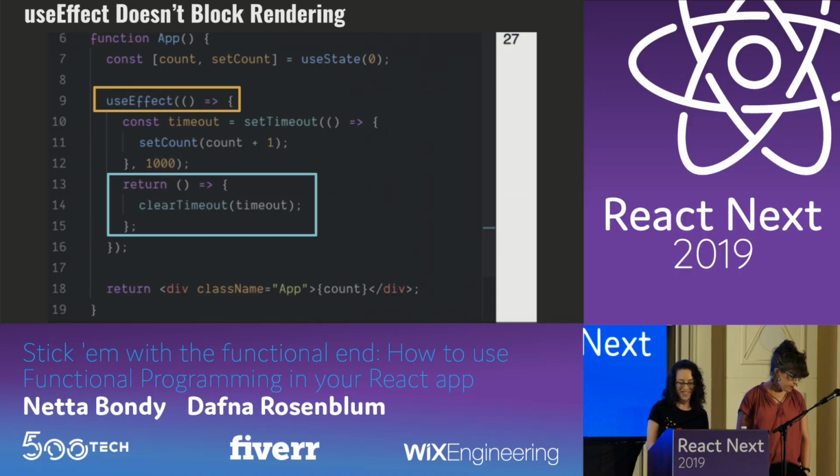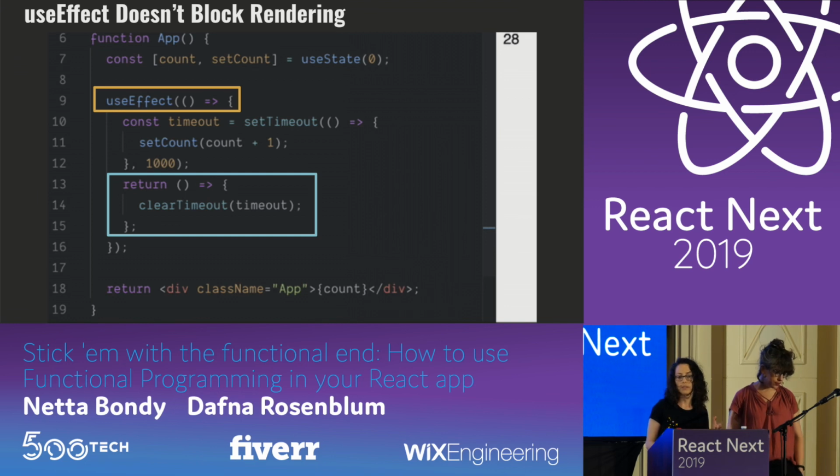So let's look at this example. It's a GIF, so you can see what it renders on the top right. And we call useState and useEffect, and inside useEffect, we set a timeout, and we increase the counter by 1 every second. And we also, in this case, return a cleanup method.